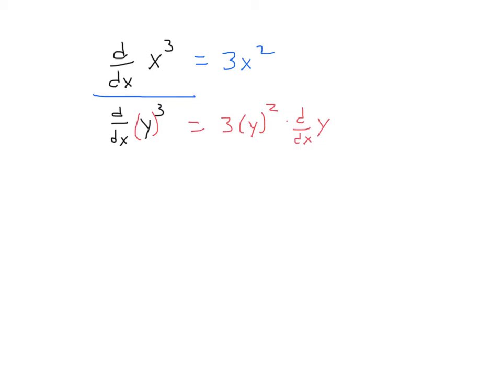And so what I would get on this problem is that the derivative with respect to x of y cubed comes out to be 3y squared times dy dx. Whenever you're taking the derivative of a problem where the variables don't match, you must remember to treat it like the chain rule and multiply by dy dx.